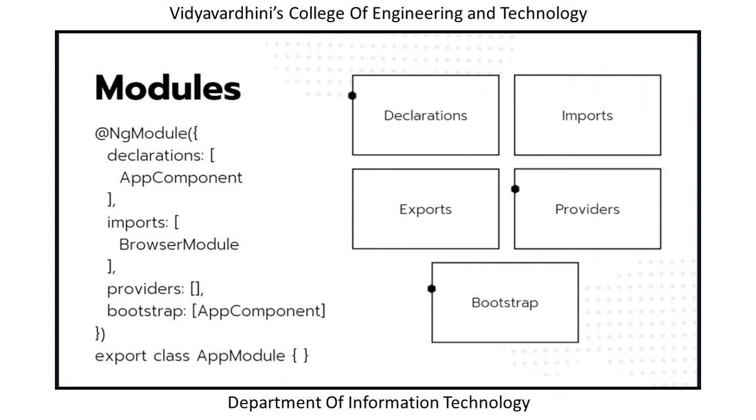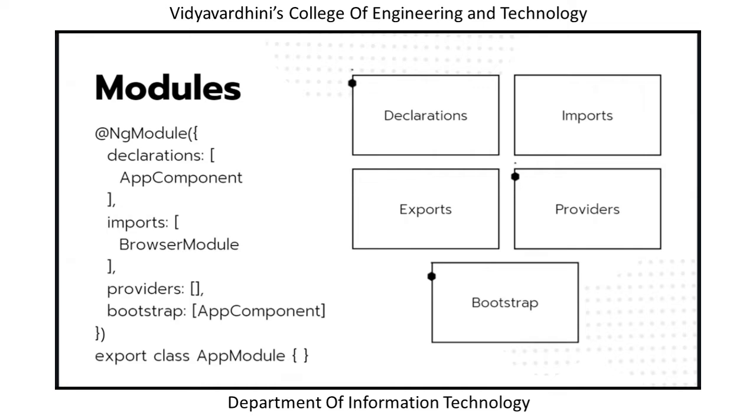So as we can see, there are different properties that come under Angular module. The first one is declarations. The classes that are related to the view, or that belong to this module, are going to come under this declarations array. The next one is exports. The classes that should be accessible to the components of other modules are going to come under this exports array.